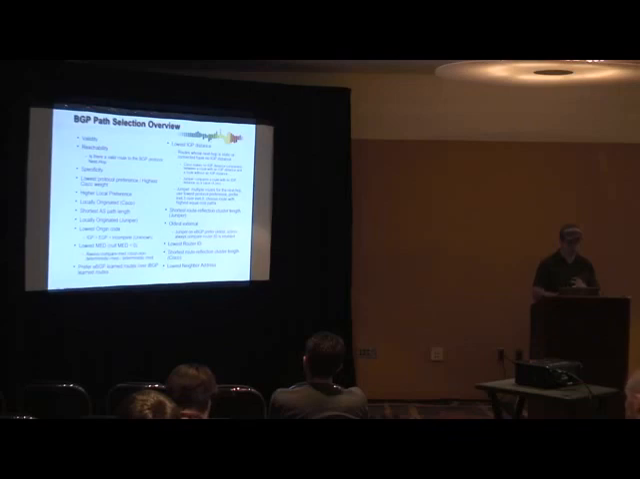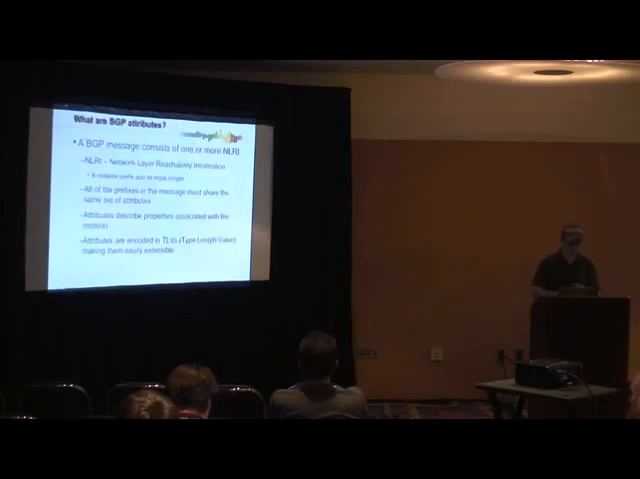Lowest router ID, shortest route reflection cluster length on Cisco, and lowest neighbor address. So these are all based on BGP attributes. So what is a BGP attribute?